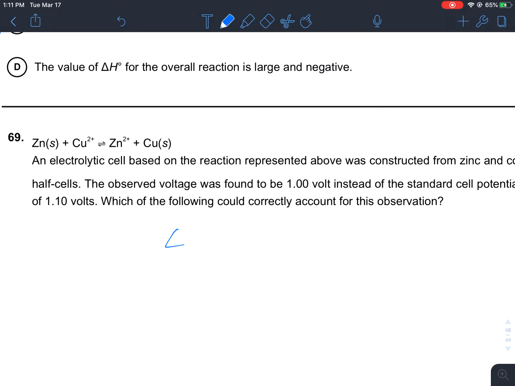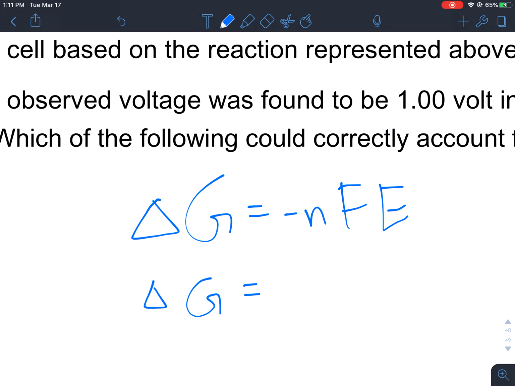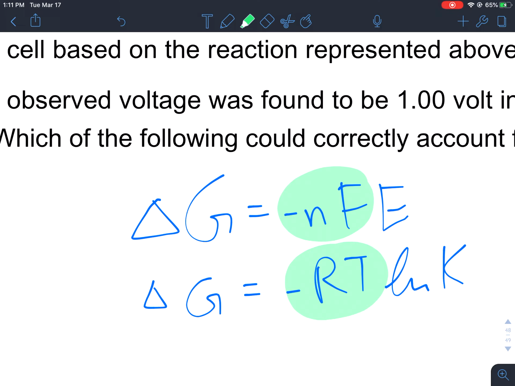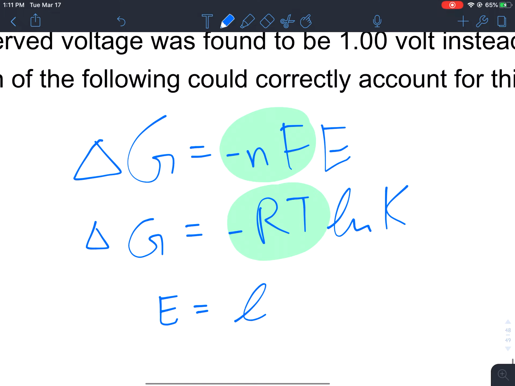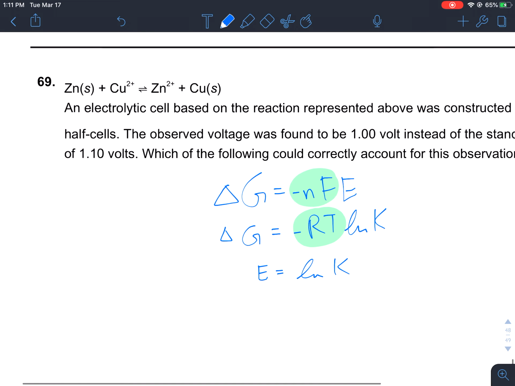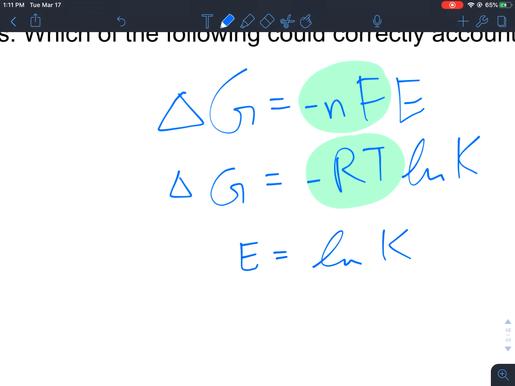Delta G is equal to negative nFE, yeah? But also delta G is equal to negative RT ln K. And I've done this a couple times, but remember, these are just both negative numbers, right? A negative times a positive, negative times a positive. So in other words, your E has to be proportional to ln K. Well, what did we notice about our voltage? Our voltage was 1.0, not 1.10, so our voltage decreased. How would we get our voltage to decrease? That means our ln K has to decrease.